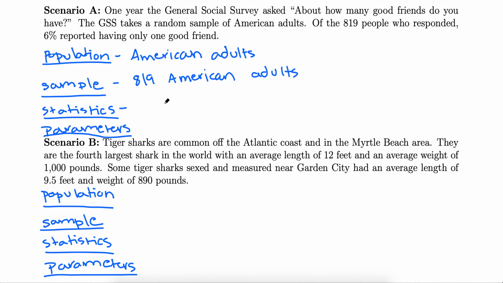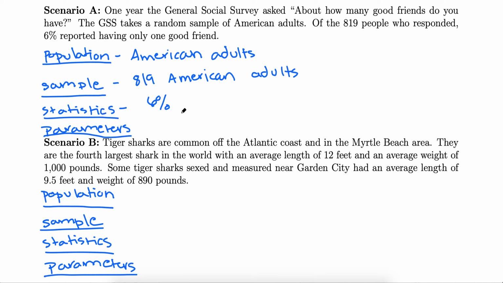Now, looking back at the information, let's see if we have any statistics. Remember, statistics are summaries of the sample. So they tell us out of the people who responded, our sample, or subset, 6% had one good friend. So 6% is a statistic because it's a summary of the sample. Now, notice I'm not going to label this as x bar or mu because it's not a mean, it's a percentage of a category. So I'm just going to leave it as 6%.